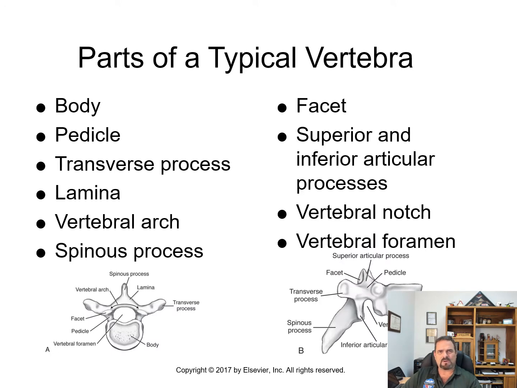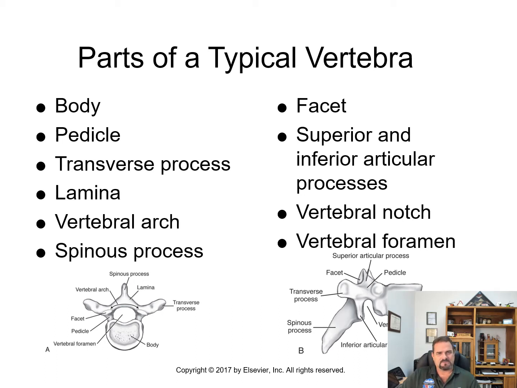All right, the parts of the typical vertebra. You have the body, the pedicle, the transverse process, the lamina, vertebral arch, the spinous process, the facets, superior and inferior articular processes, and the vertebral notch and vertebral foramen.